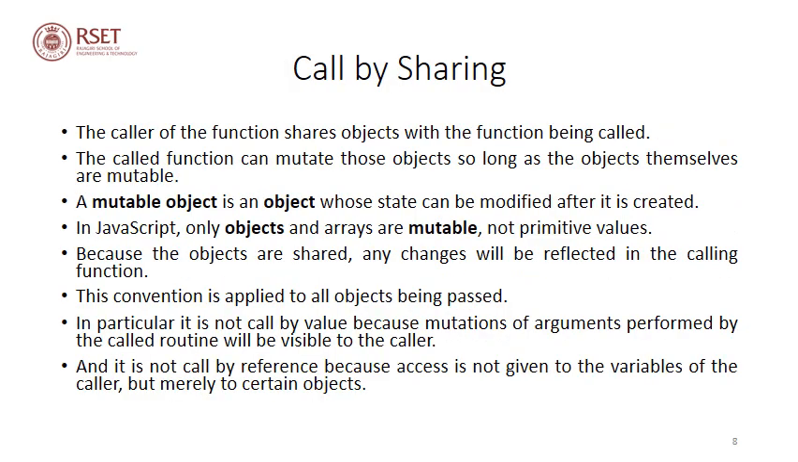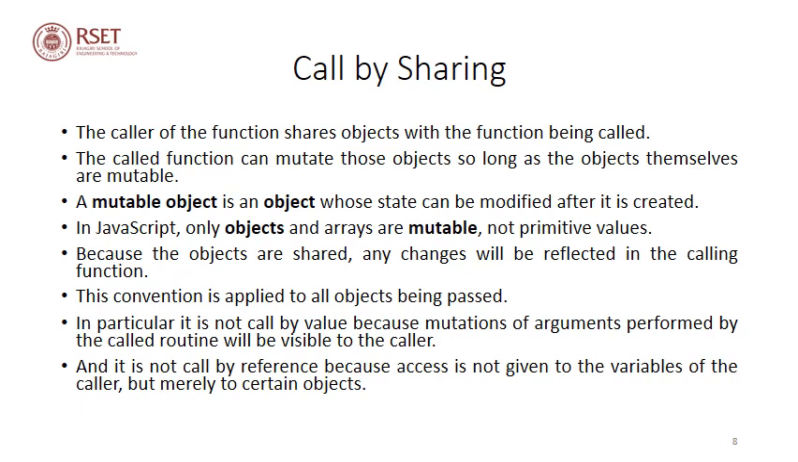Now we'll see another parameter passing mode called call by sharing. In call by sharing, the caller of the function shares objects with the function being called. The called function can mutate those objects as long as the objects themselves are mutable. A mutable object is an object whose state can be modified after it is created. In JavaScript, only objects and arrays are mutable, not primitive types. Because the objects are shared, any changes will be reflected in the calling function.